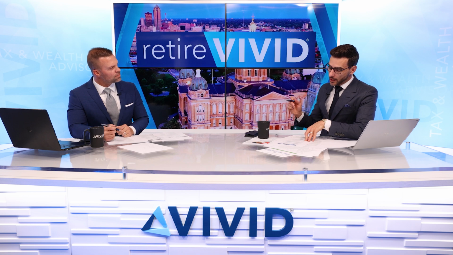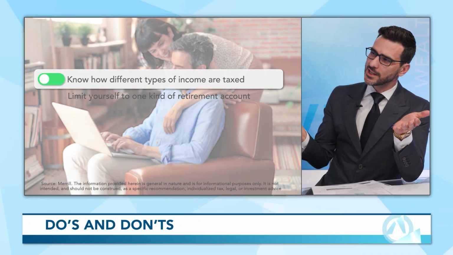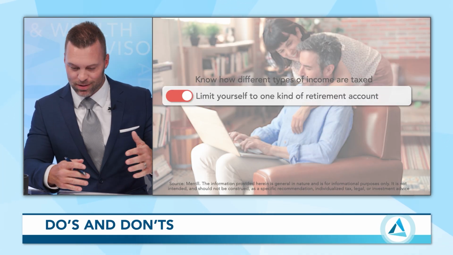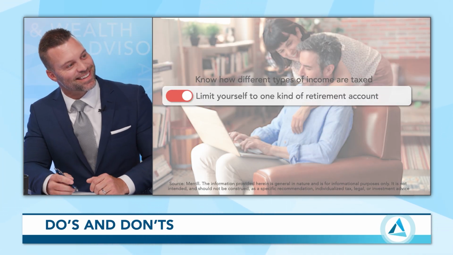Okay, how about this one? A don't. Don't limit yourself to just one retirement account, right? We talked about all the different buckets. Yeah, when in doubt, diversify it out. You know, give yourself some options. I've not heard that one. That was pretty good.